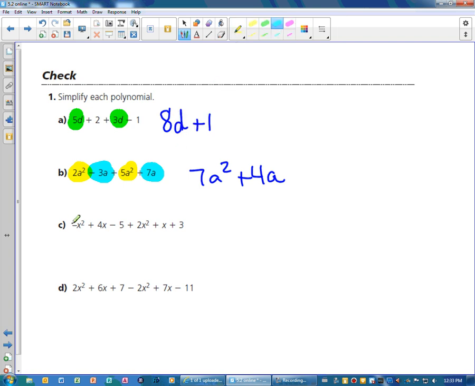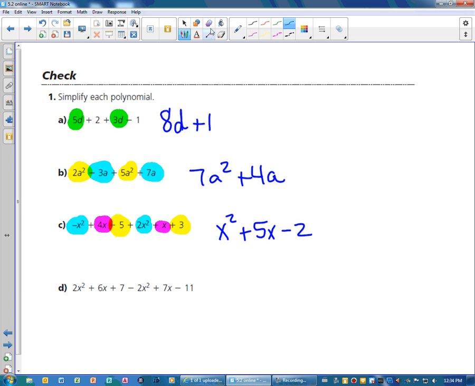Next question. X squareds with other X squareds. X's with other X's. And then just plain old numbers with numbers. So negative x squared and 2x squared, it's like a negative 1 and a 2, so it's x squared. I wouldn't write 1x squared, but it's not wrong. The x's, I have a 4x and then just a singular x, so I have 5x, because 4 plus 1 makes 5. Just numbers, I have a negative 5 and a positive 3. Negative 5 plus 3 is negative 2.